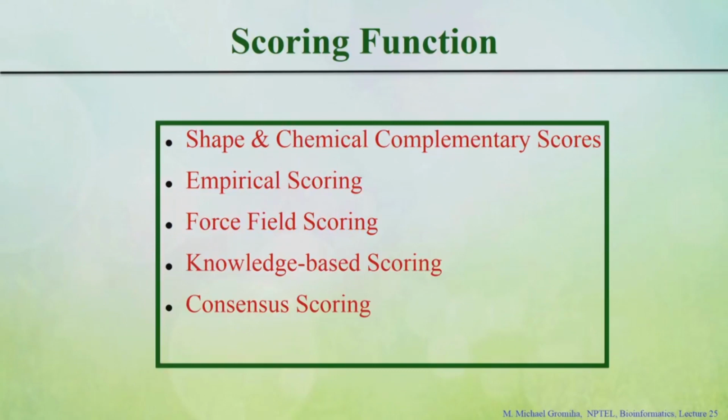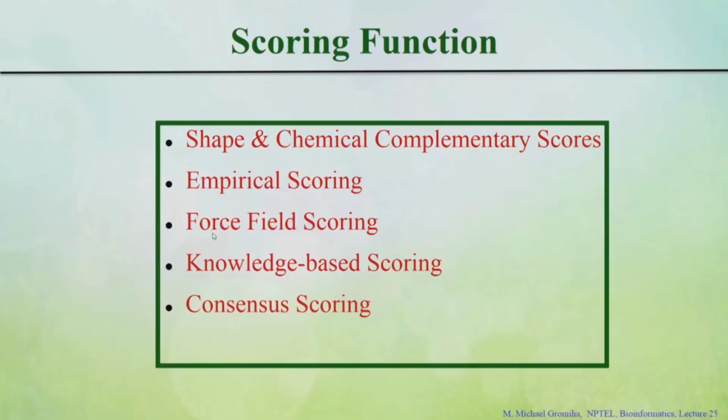Then you can do some empirical scoring depending upon the known structures. You can calculate the interaction energies and check them against the known activity values, and then see the empirical scoring. Then we have force field scoring: depending upon the force field interaction energies, you can calculate the interaction, and using it you can see, okay, this could be the probable ligand, a potential compound.